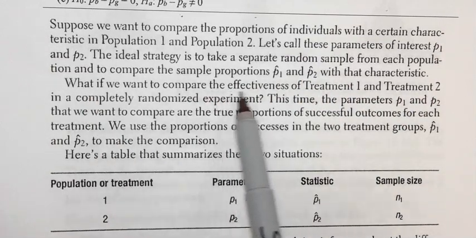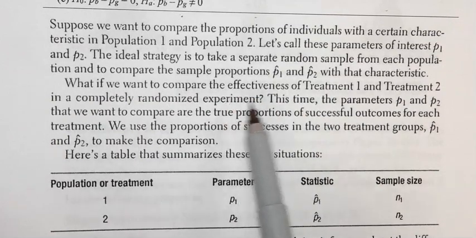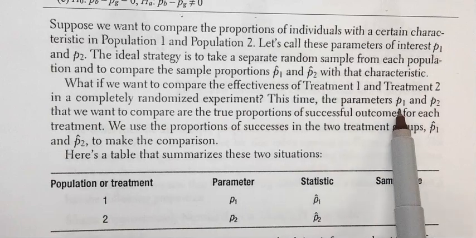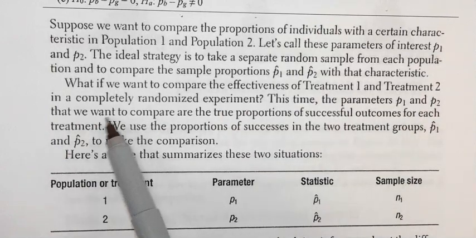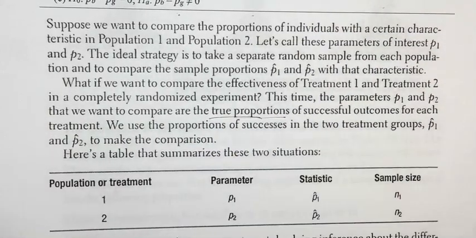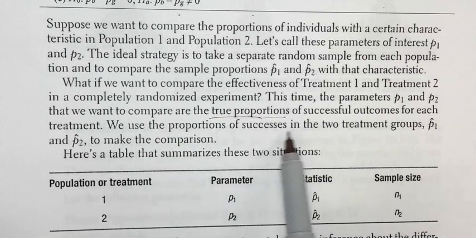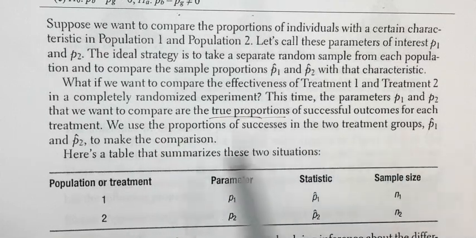What if we want to compare the effectiveness of treatment 1 and treatment 2 in a completely randomized experiment? This time, the parameters P1 and P2 that we want to compare are the true proportions of successful outcomes for each treatment. We use the proportion of successes in the two treatment groups, P hat 1 and P hat 2, to make our comparison.